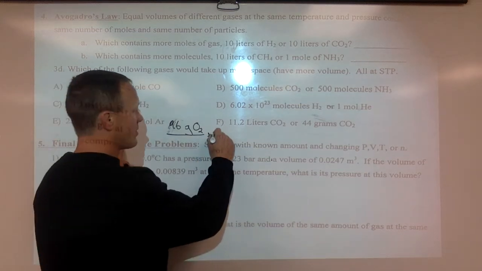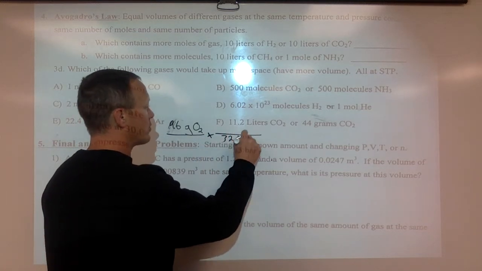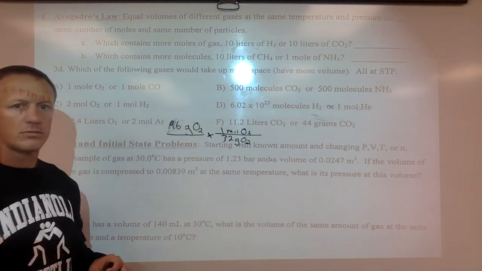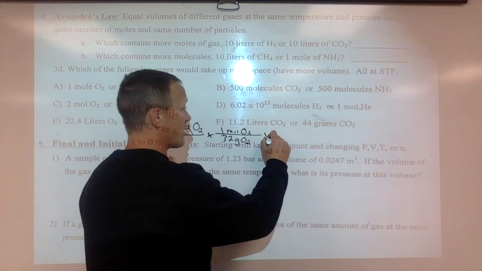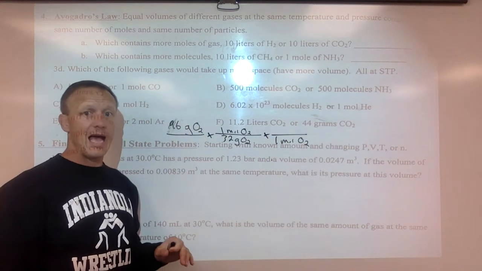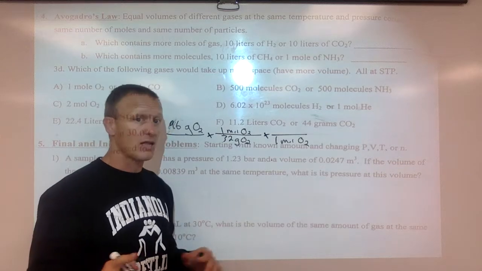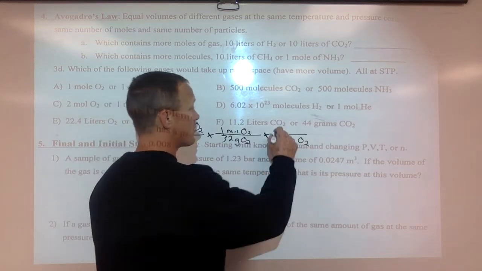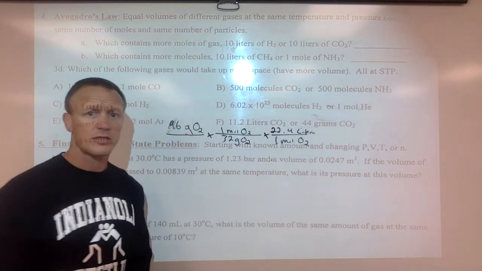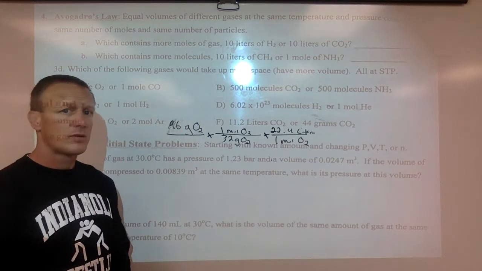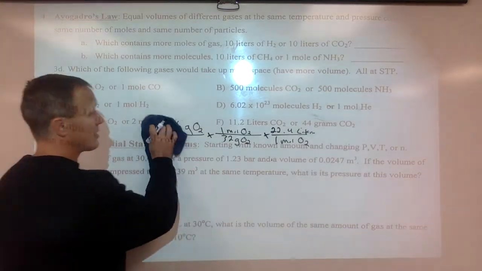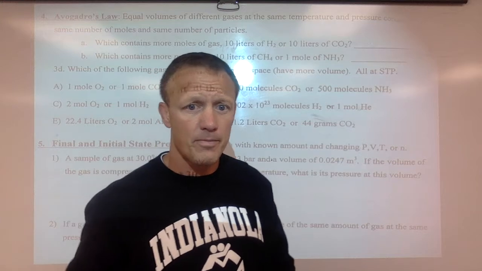A pretty easy way to do that would be to go, well, you have 32 grams of O2 per mole of O2. Get into moles. And then if we're at STP, 1 mole of any gas at STP, only gases, not liquids, not solids, only gases, takes up 22.4 liters of space. So at STP, it's pretty easy. We can always do that. If we're not at STP, we cannot do that.